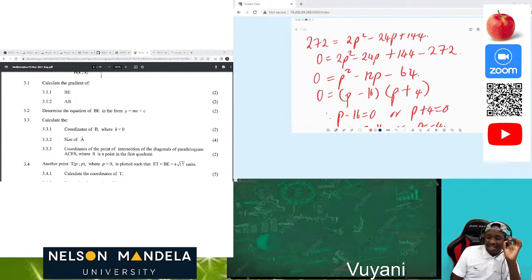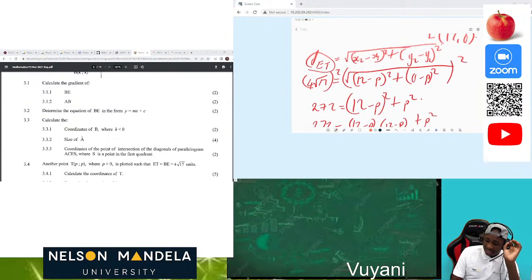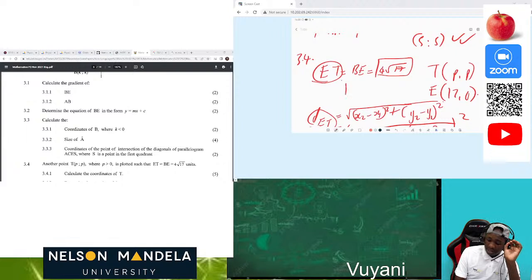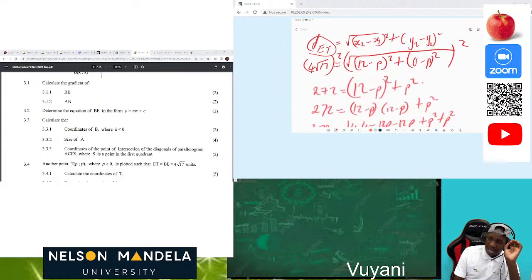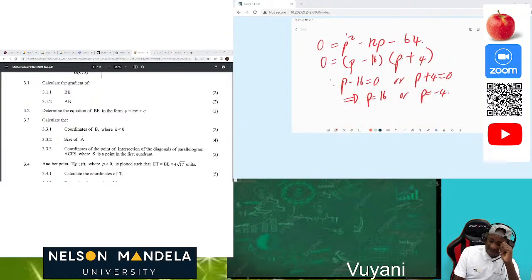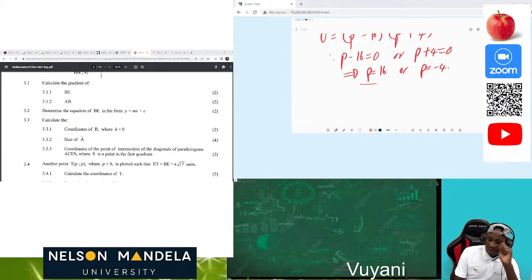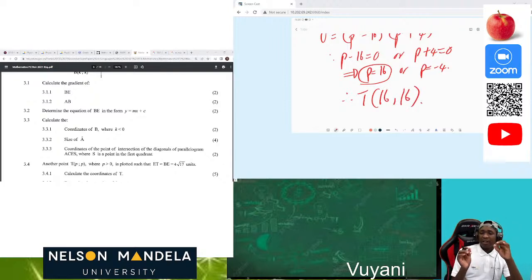But initially they say that p must be greater than 0. So we are going to choose the positive p value, which is 16. Therefore the coordinates of T will be (16, 16), because that's the value of p which is greater than 0. Then we are getting there, guys.